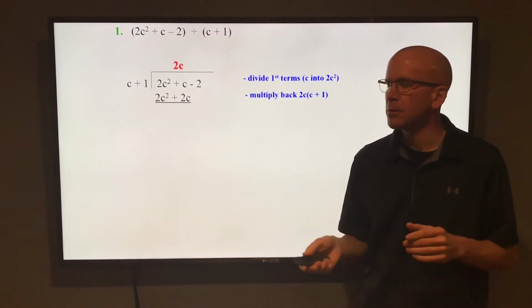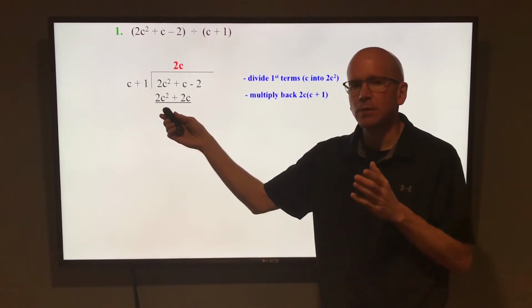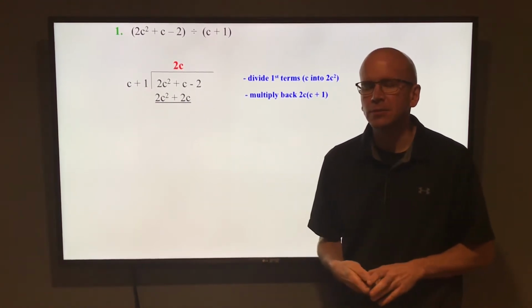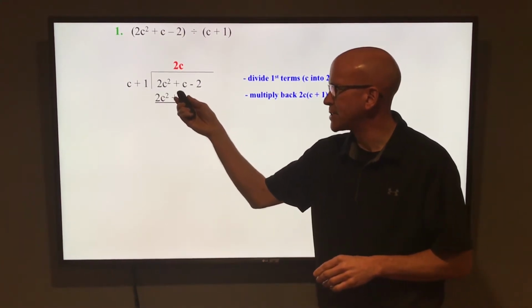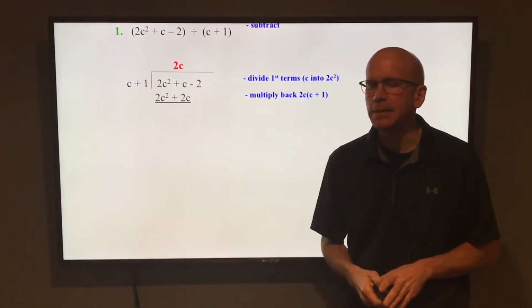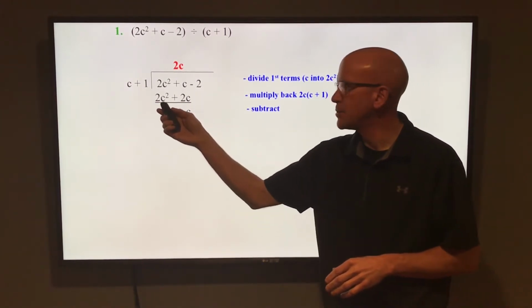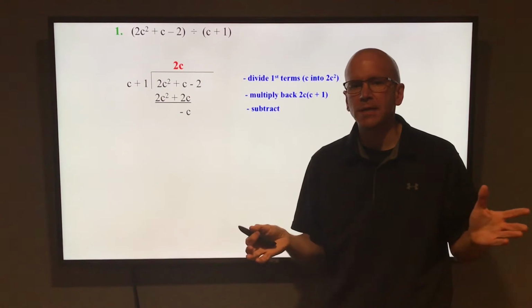And just like with numbers, after you multiply back, then you subtract. Now watch your signs when you subtract. This is where the mistakes are made. So when you subtract, you're taking c minus 2c. So c minus 2c, that is negative c. And then 2c squared minus 2c squared, those just cancel each other out.